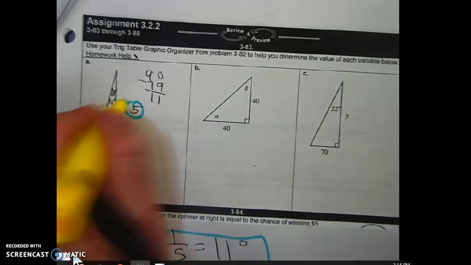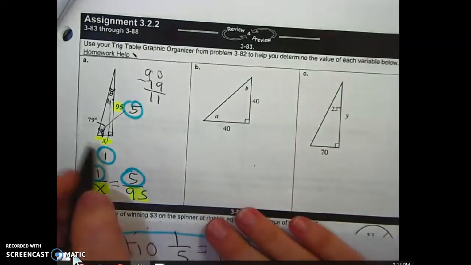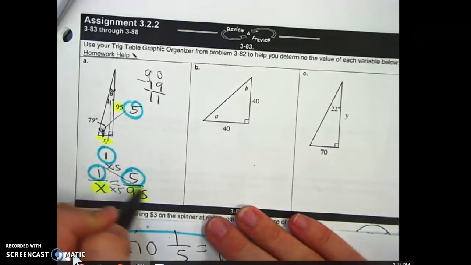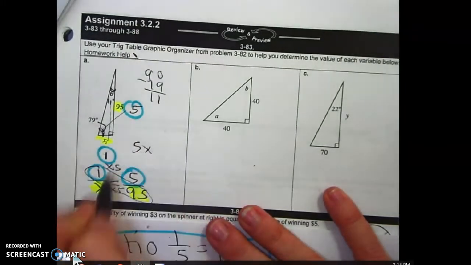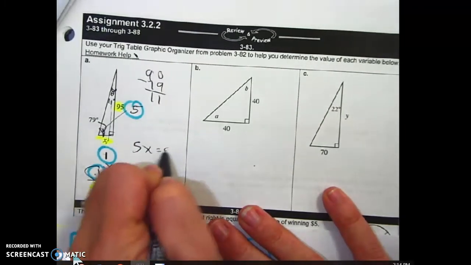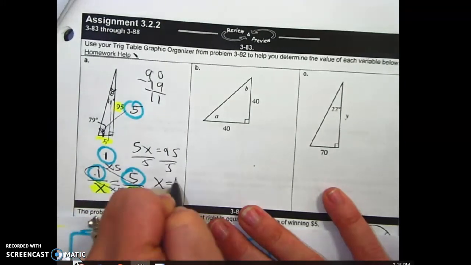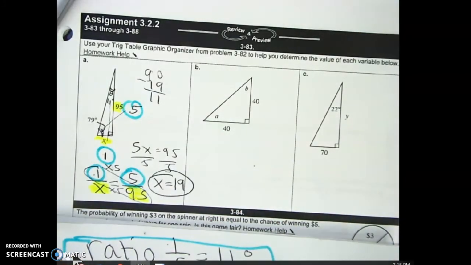X, 95. So some of you would see this is times 5, or you just go like this and go 5x equals 95, divide by 5, x equals 19. Okay, let's go to here.